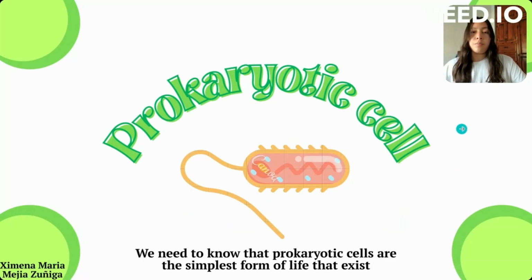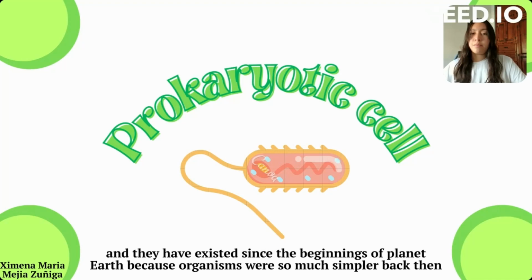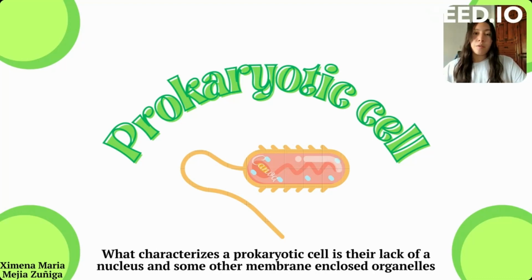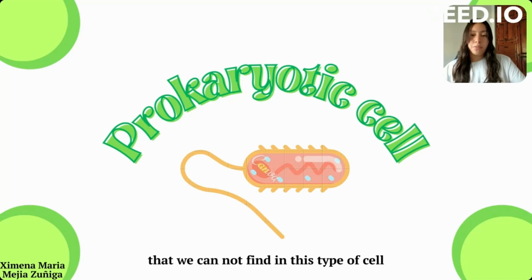We need to know that prokaryotic cells are the simplest form of life that exists, and they have existed since the beginnings of planet Earth because organisms were so much simpler back then. What characterizes a prokaryotic cell is their lack of a nucleus and some other membrane-enclosed organelles that we cannot find in this type of cell.